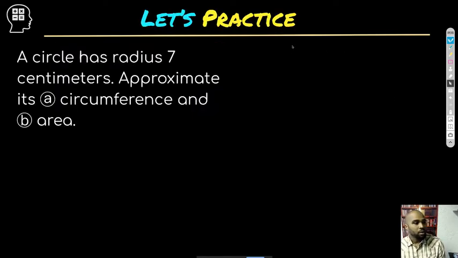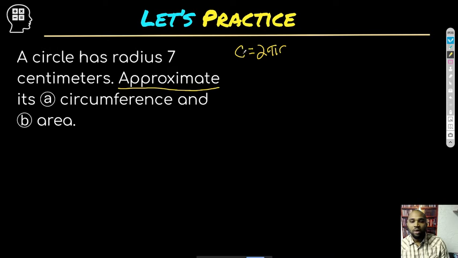Let's do a couple more practice problems. A circle has a radius of 7 centimeters. Let's approximate, and that's a big word we're using here. Approximate, because it's going to change the kind of pi we're using when they say approximate. Let's approximate its circumference and area. So first, let's do the circumference. Circumference, we are reminding ourselves, equals 2 pi r.